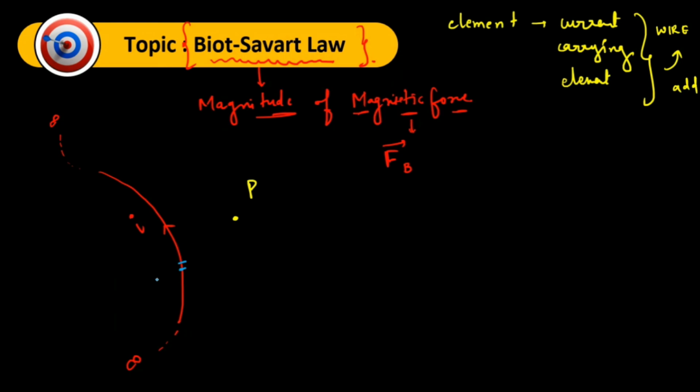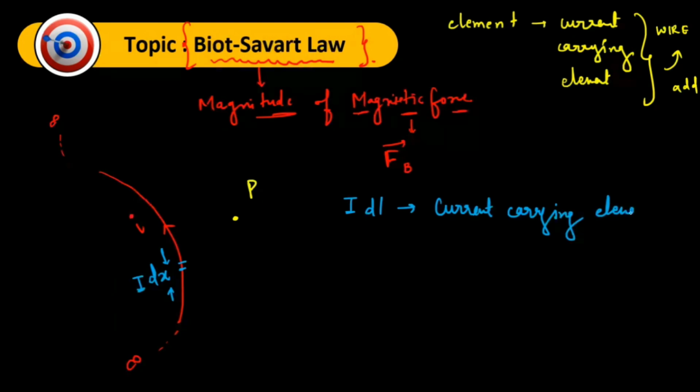and this current carrying element has length dx. As we don't know the length of the wire completely, we will assume a current carrying element having some length dx. Now, this dx, the length of the wire, will also carry some current. So we can write that this element should be IDL or IDX. Sometimes we'll be using IDL or sometimes we'll be using IDX. So this is the current carrying element we have.